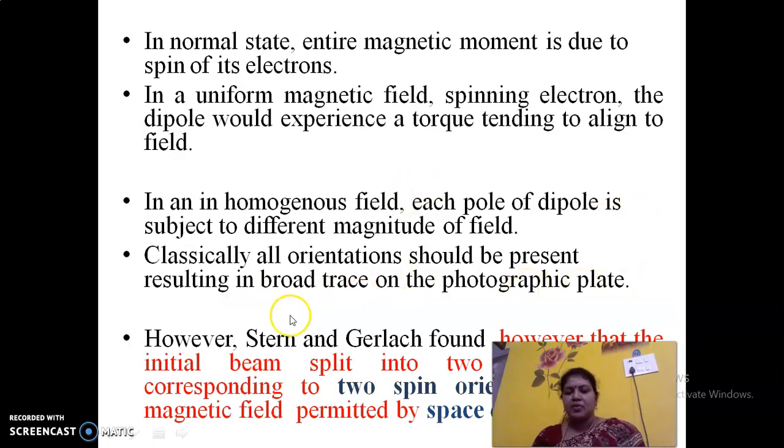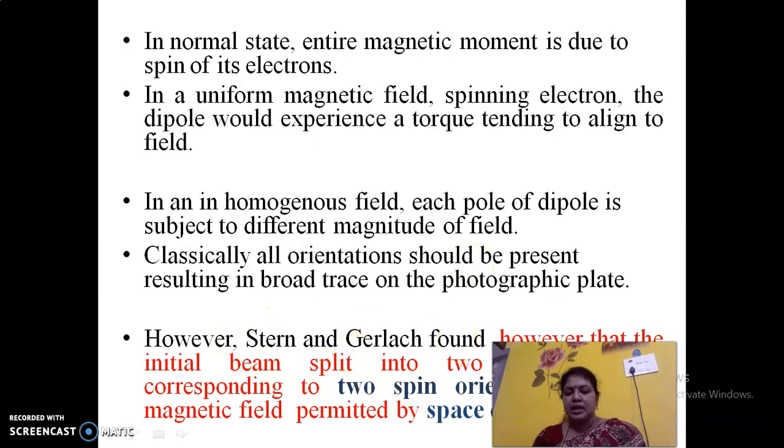So when you think of the electron as a spinning dipole, and it is experiencing an inhomogeneous field, each pole of the dipole would experience a different magnitude of the field. So you would expect all possible orientations. Am I right? The dipole, each pole will experience a different field. So the photographic plate should show me a broad trace. That was what is expected.